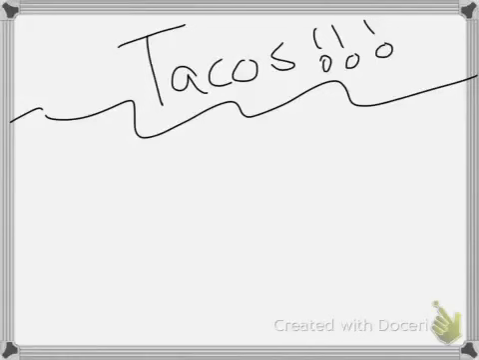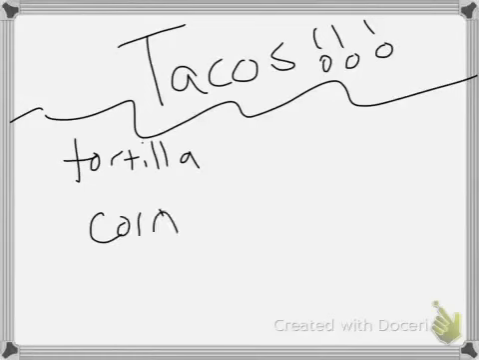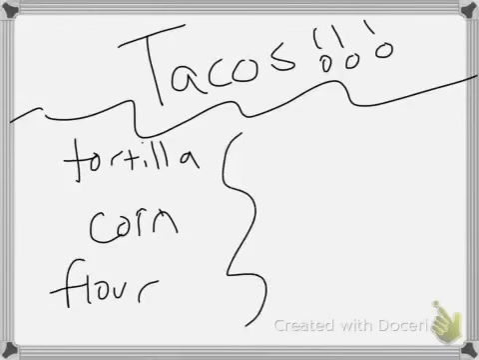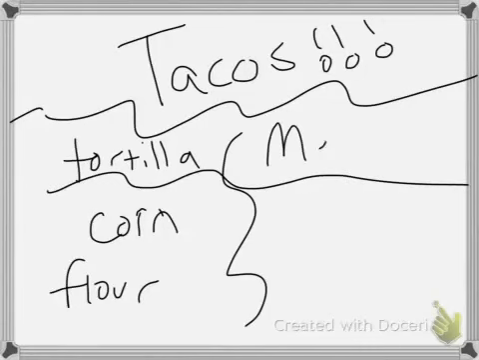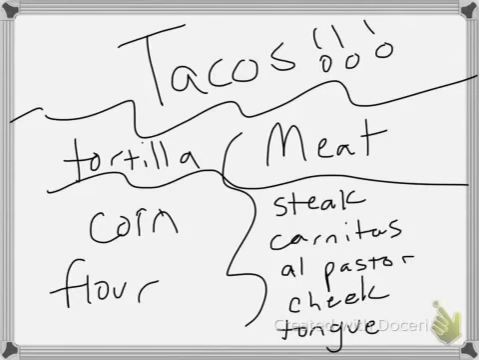There are two choices for tortilla. The best one is corn, and the other one is flour. Those are the two kinds of tortillas you can get. And the other thing you have a choice of is meat. They have a couple different kinds of meat. The different options in meat they give you are steak, carnitas, al pastor, which is seasoned, delicious pork, and cheek and tongue, which are all delicious meats.